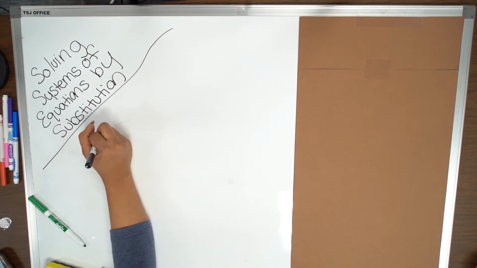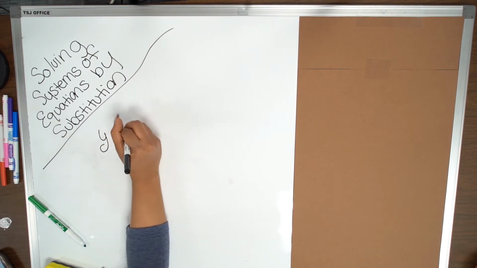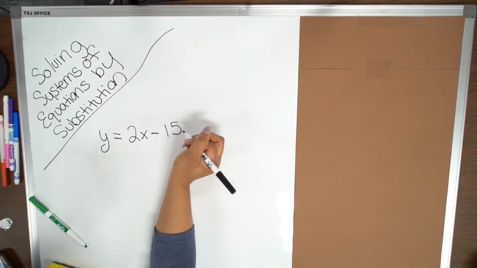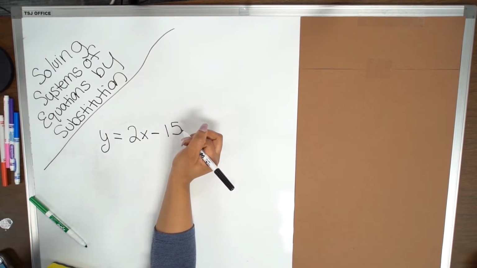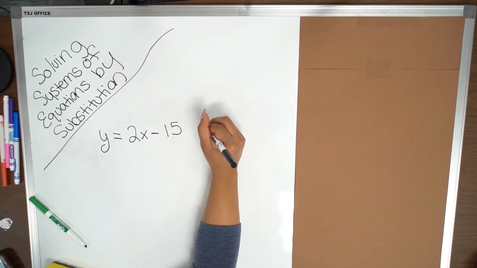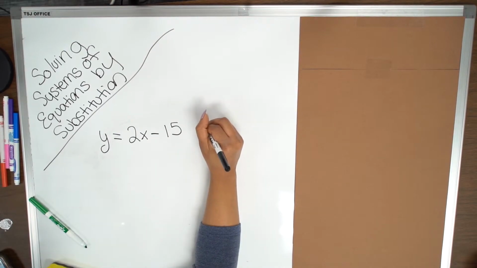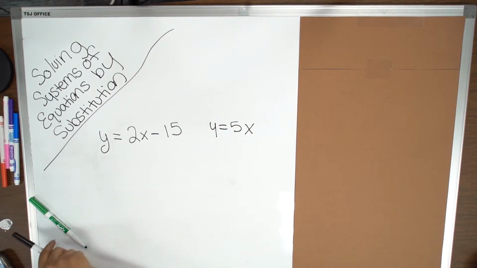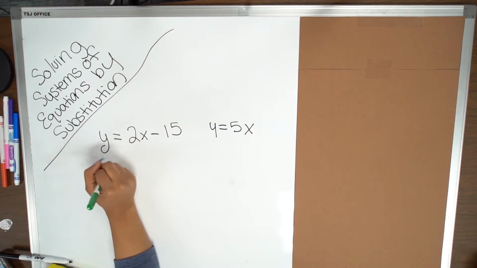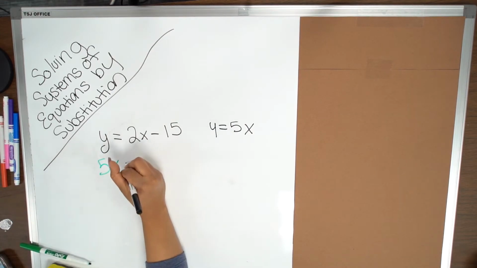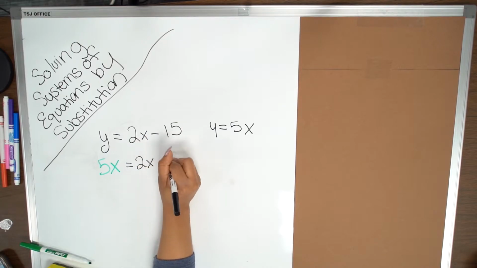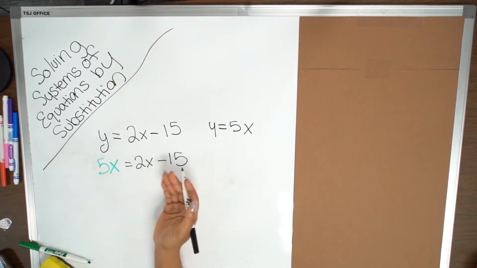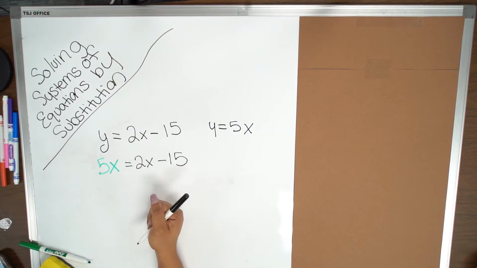Let's do another one. Let's do y equals 2x minus 15 and y equals 5x. Okay, so let's substitute. We got 5x equals 2x minus 15. Right? So now we got to solve. All variables on one side, all numbers on the other side.